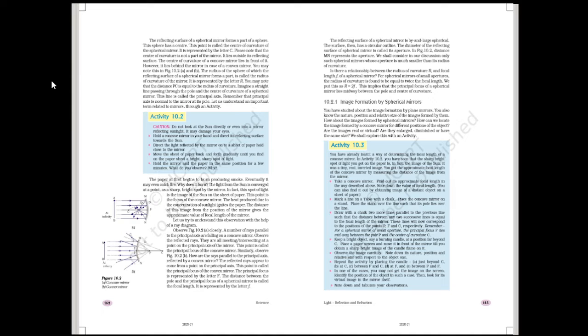Here we have defined all the terms: the ray, mirror, pole, focus, center of curvature, and now it comes to the aperture. The diameter of the reflecting surface of a spherical mirror is called its aperture, and the distance shown in 10.2, called MM, represents the aperture, MM.